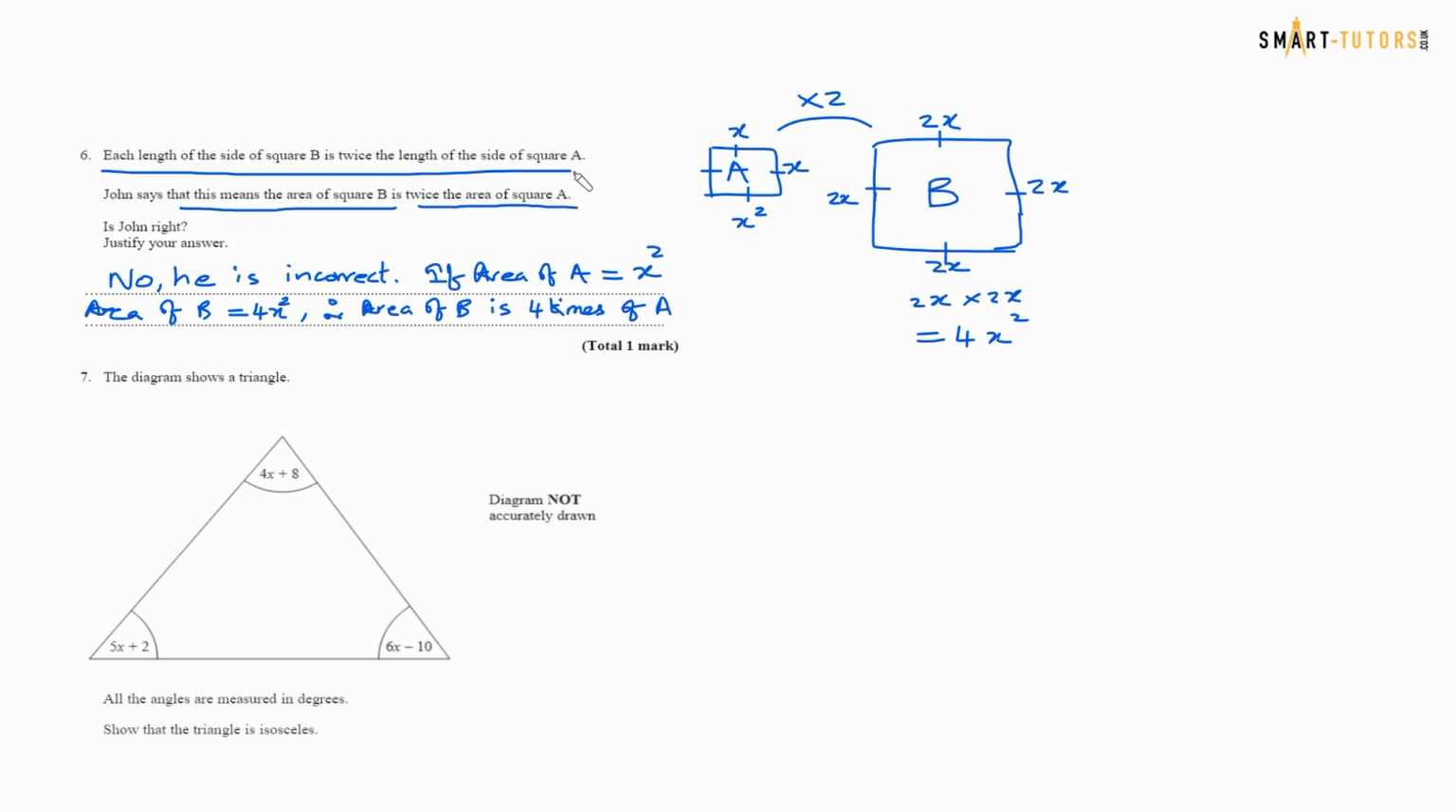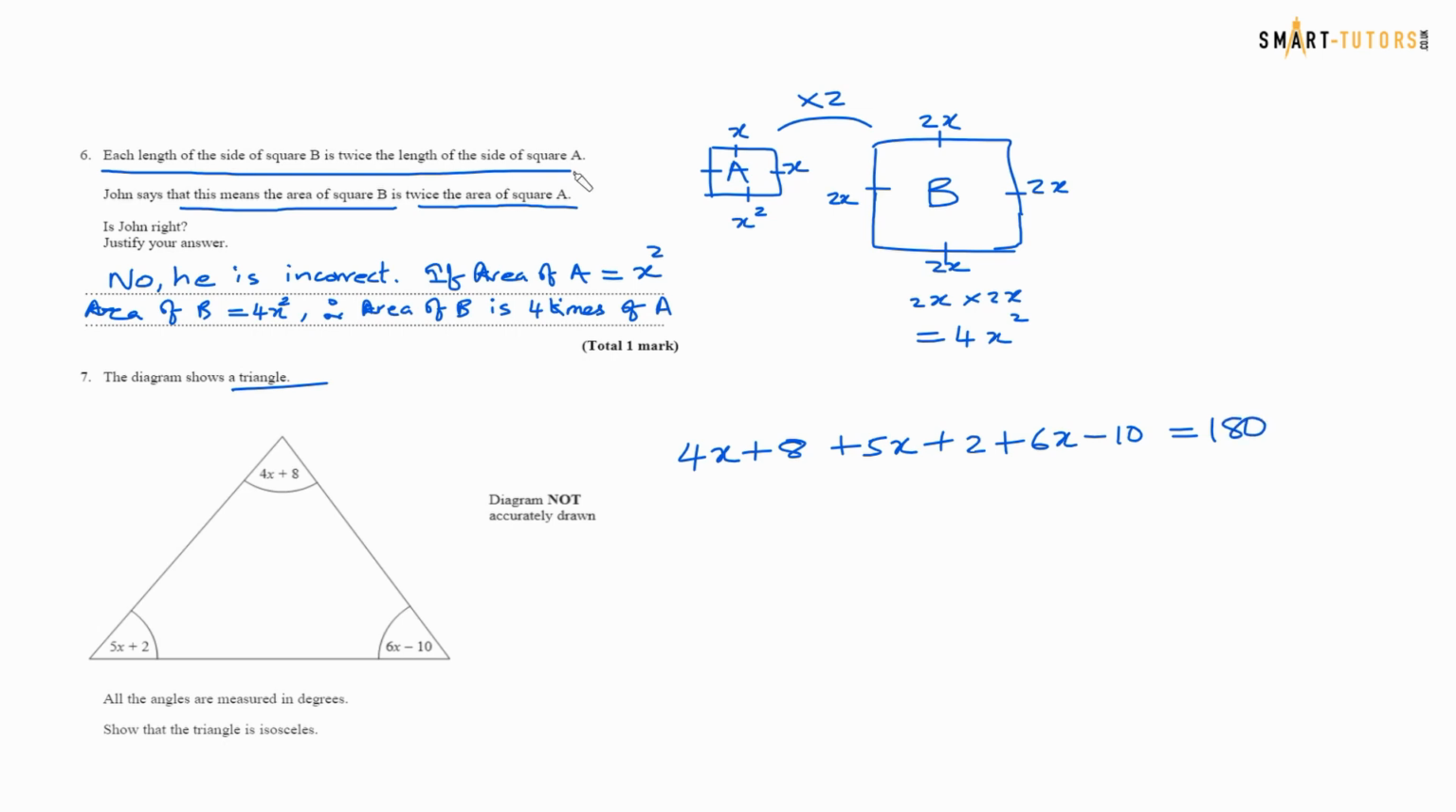Question number 7. The diagram shows a triangle. All the angles are measured in degrees. Show that the triangle is an isosceles triangle. So all we can do is build up the relationship. The relationship is not given, they only give a triangle. In a triangle, all the angles add up to 180. So we can start from that, forming the equation 4x plus 8, 5x plus 2, 6x minus 10 equals 180.